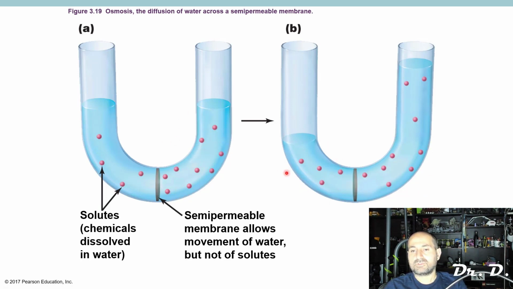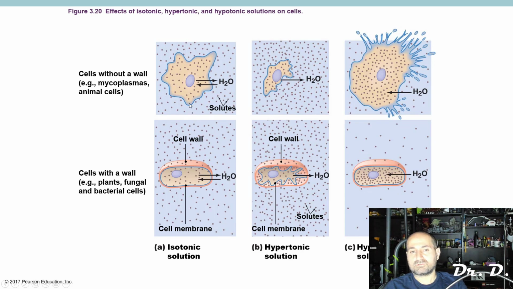In this case, for example, if I had an equal concentration of pink dots on both sides, would the water flow in any one direction? No. For every one water molecule that flows to the left, one water molecule would flow to the right. Does that make sense? So if the solute concentration outside matches the solute concentration inside, there's no reason for water to rush into the cell or a bunch of water to rush out of the cell.